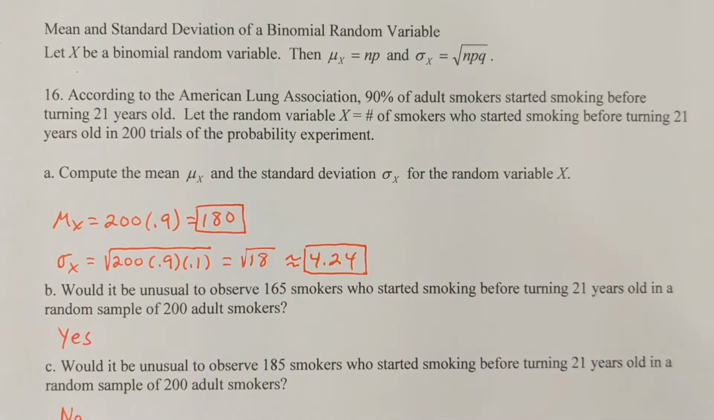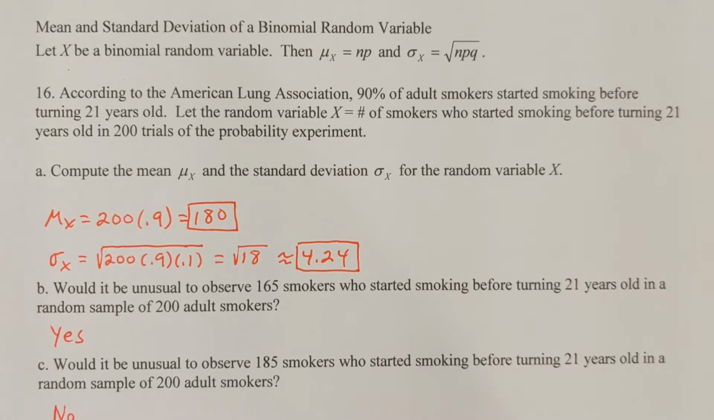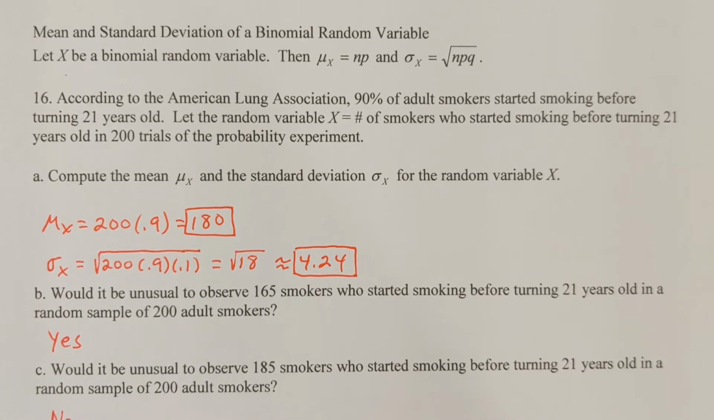It says, according to the American Lung Association, 90% of adult smokers started smoking before turning 21 years old. Let the random variable x be the number of smokers who started smoking before turning 21 in 200 trials of the probability experiment. In the last video, we had already talked about why this is a binomial experiment, because the four conditions are satisfied there. In part A, we want to compute the mean and the standard deviation for the random variable x.